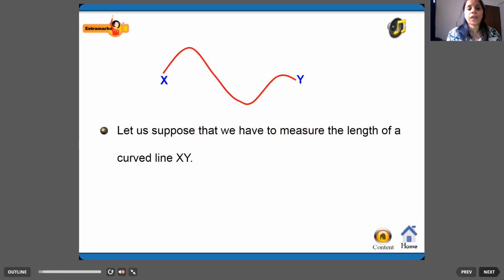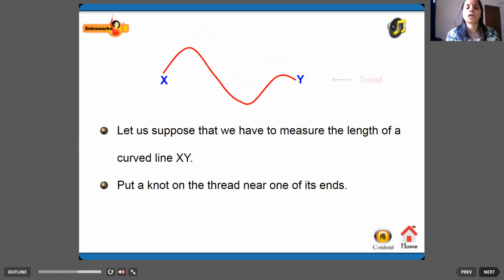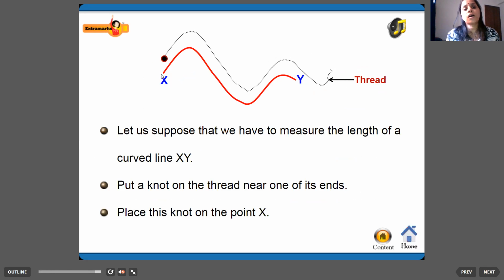So how can we do it? How can we proceed? Here on the screen it is given. Let us suppose that we have to measure the length of a curved line XY. You can see on the screen a curved line is given, and how can we measure the length of this curved line?